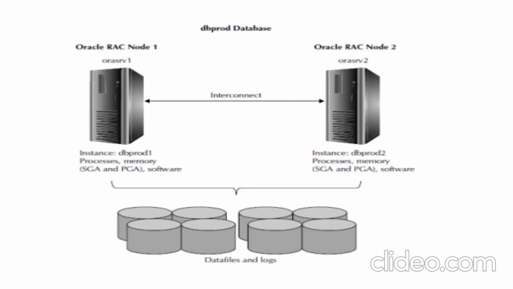This diagram elaborates more on the RAC database. If you see the diagram, there are two different instances, Oracle RAC Node 1 and Oracle RAC Node 2. The first instance name is dbprod1, the second instance name is dbprod2, and they have an interconnect between them. And both of them are trying to access the same data files and logs.